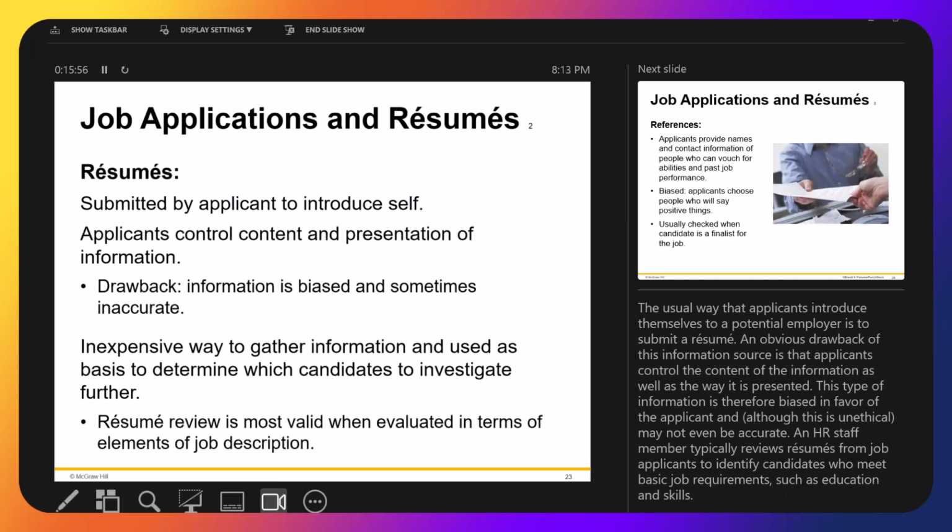Resumes are submitted by the applicant to introduce himself. Applicants control content and presentation. Drawback: information is biased and sometimes inaccurate. It's an inexpensive way to gather information used as the basis to determine which candidates to investigate further. Resume review is most valid when evaluated in terms of elements of the job description.